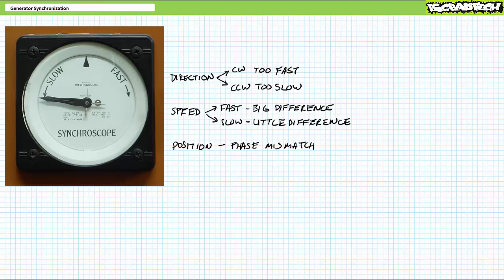Presuming these conditions are met, the moment has arrived. It is time to close the contactor. In a perfect world, nothing happens. But even the best managed synchronization events can induce temporary electrical and mechanical transients. It's perhaps best to illustrate these effects with a practical demonstration.